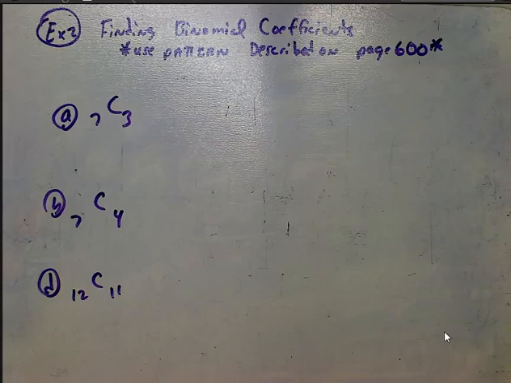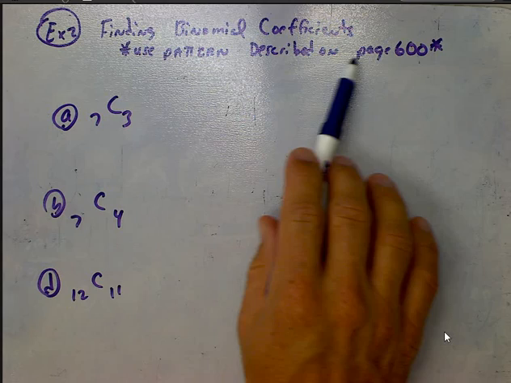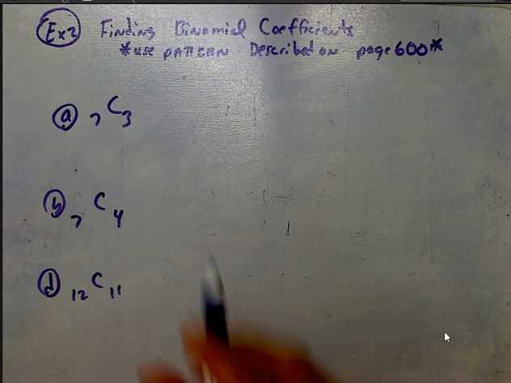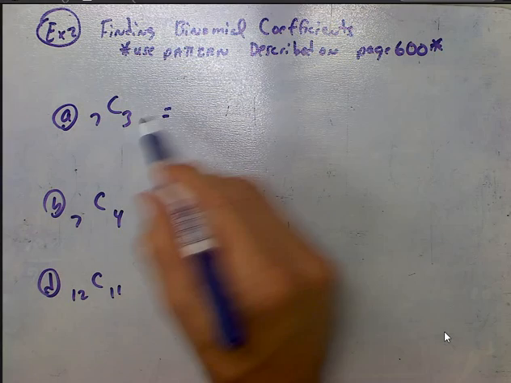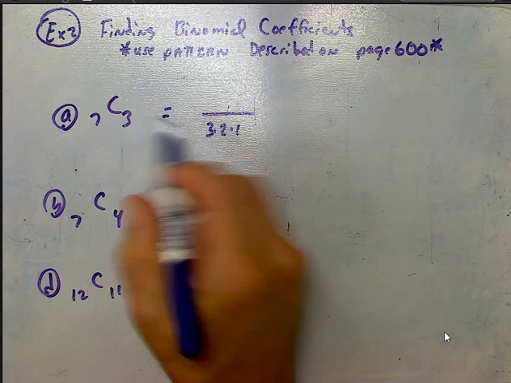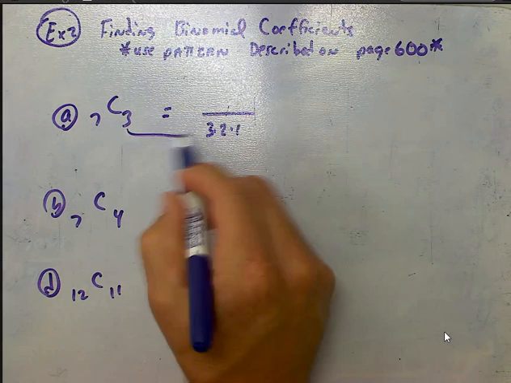Okay, for example 2, we're going to find binomial coefficients some more, doing basically the same thing we did in example 1. But this time it's going to use a pattern that's described in the middle of page 600. And basically it says for 7C3, since the difference between 7 and 3 is 4, you'll go 3, well, first of all, 3 times 2 times 1, this number to the bottom, 3 factorial.